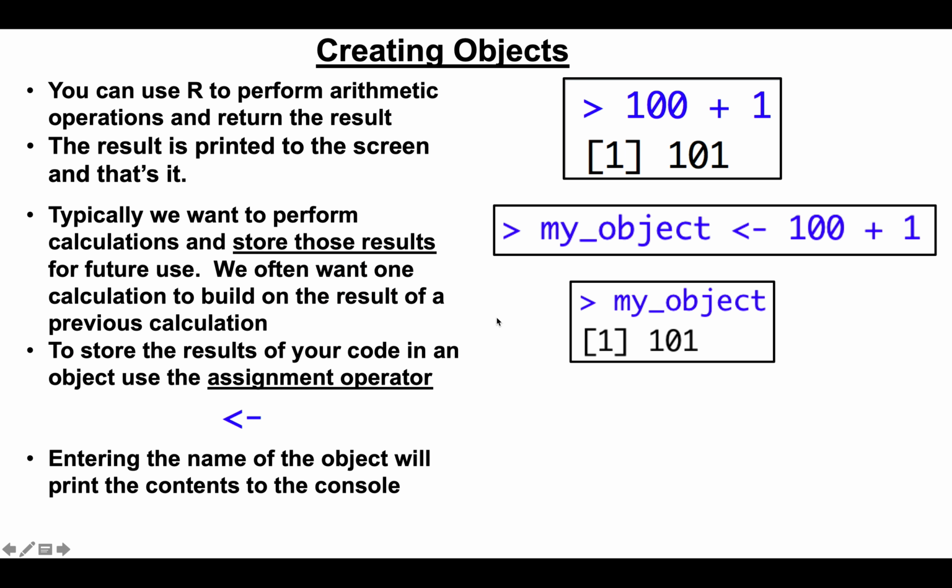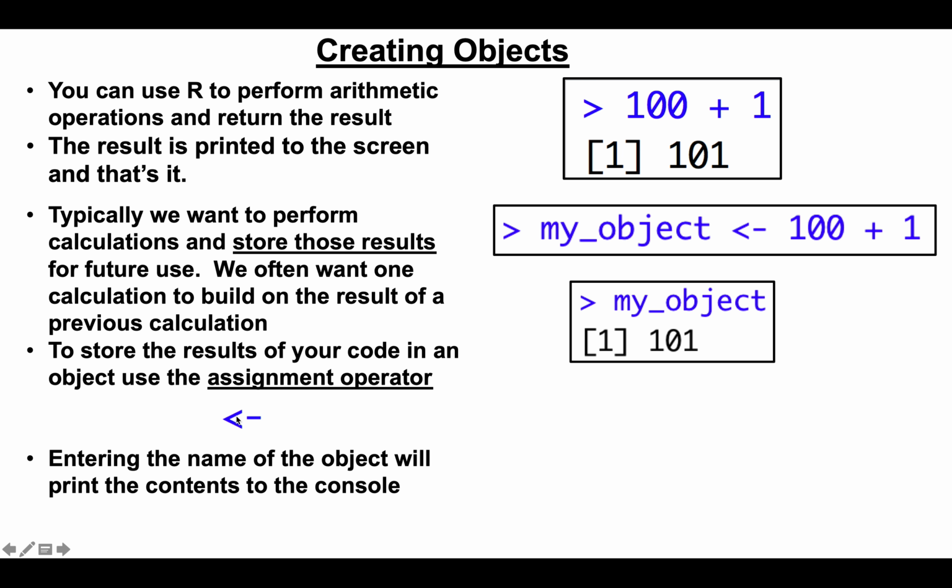And so what we're going to do next is actually store this information. What we just did is we ran some code and we got a result, but that result sort of evaporated into the ether. And that's not what we want. We typically want to do calculations, and we want to store that information for future use. And so the way we're going to do that is by creating objects. And the way we do that in R is through use of something called the assignment operator.